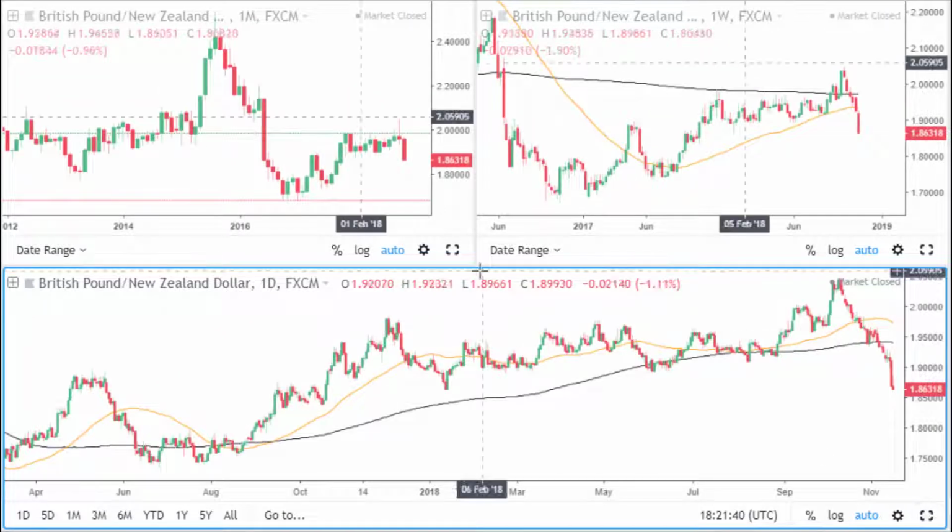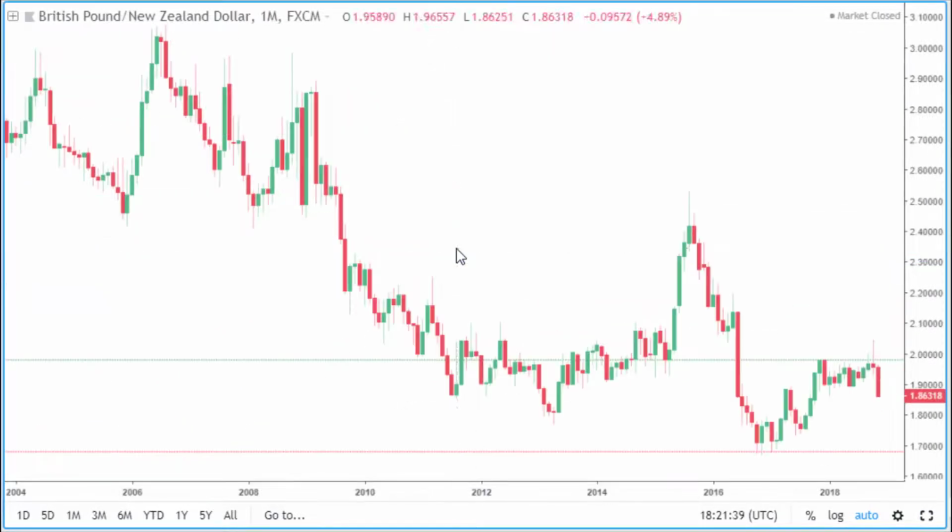Next forex pair is the pound New Zealand dollar. Monthly time frame, price is currently in between last year's high and last year's low. Again, with this forex pair, we can see how price used last year's high as areas of resistance around here and here again. Then we saw a big move to the downside.